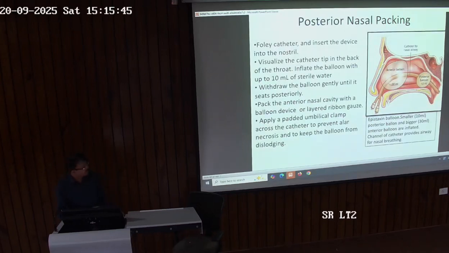This diagram shows the posterior nasal packing. This is the catheter usually used in the urology department. Okay? This area shows the balloon, the posterior balloon.